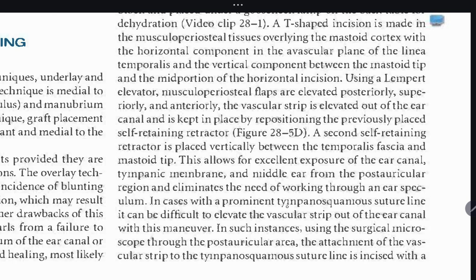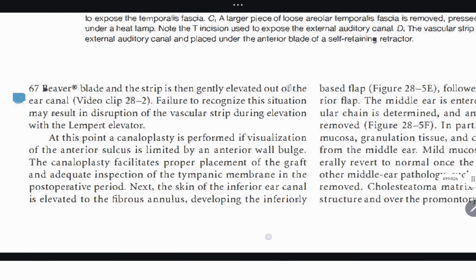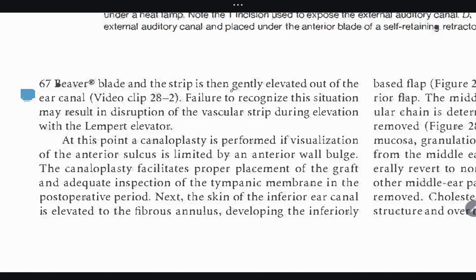In cases with a prominent tympanosquamous suture line, it can be difficult to elevate the vascular strip out of the ear canal with this maneuver. In such instances, using the surgical microscope through the postauricular area, the attachment of the vascular strip to the tympanosquamous suture line is incised with a 67 beveled blade, and the strip is then gently elevated out of the ear canal. Failure to recognize this situation may result in disruption of the vascular strip during elevation with the Lempert elevator.